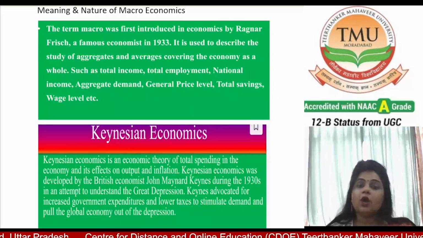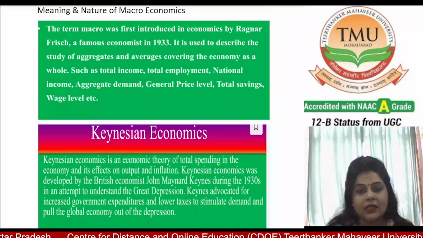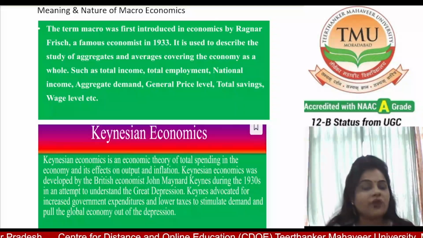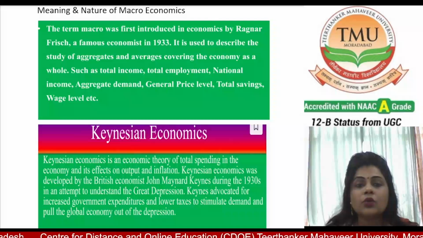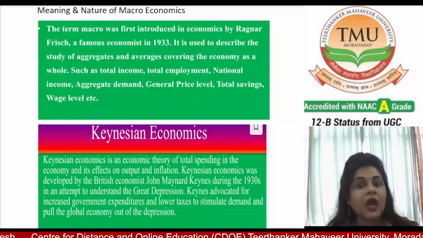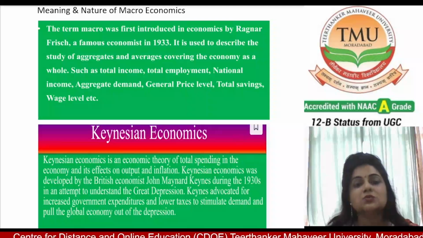Economics is the study of production, consumption, and transfer of wealth. There are two branches of economics, which we also study in macroeconomics. Macro is the Greek root meaning large, and micro is the Greek root meaning small.